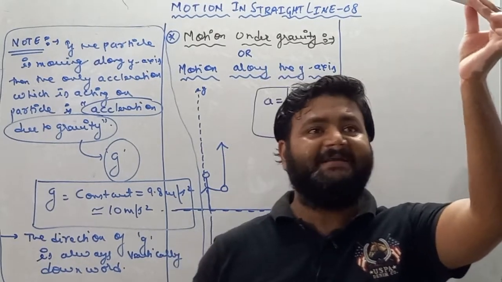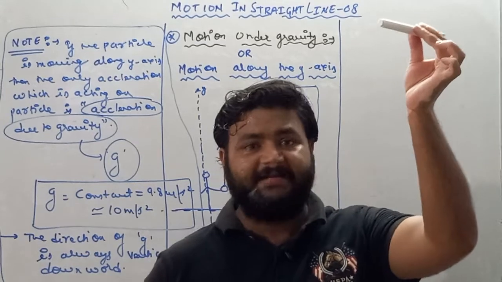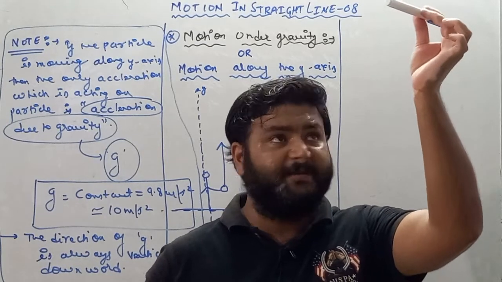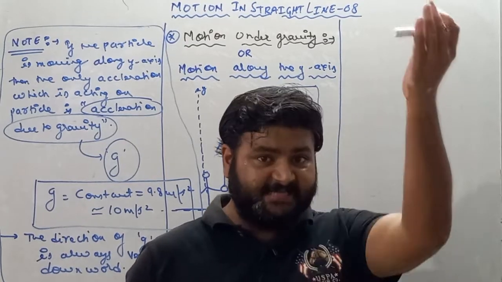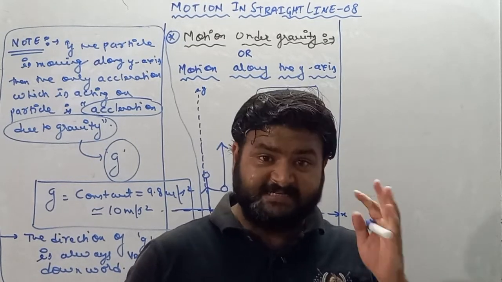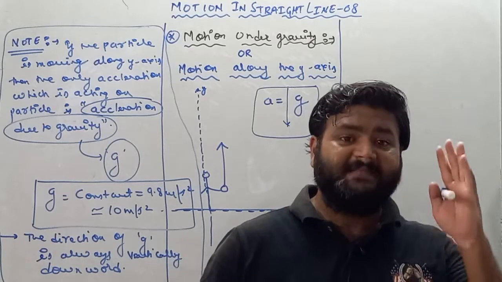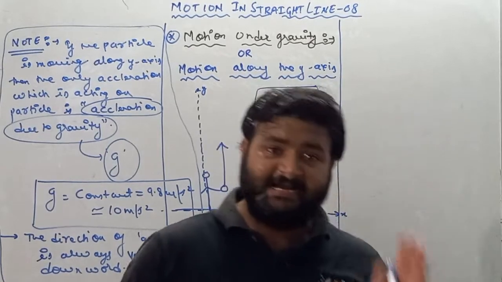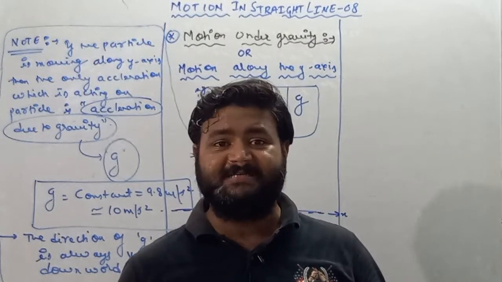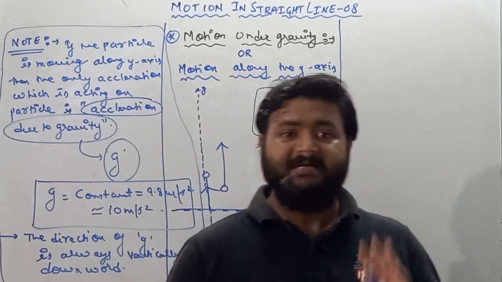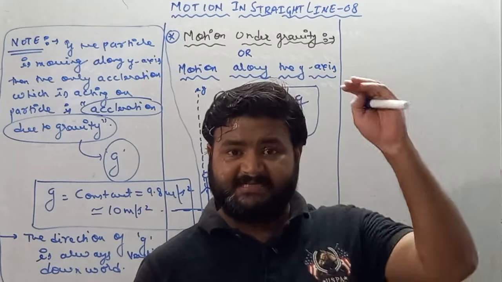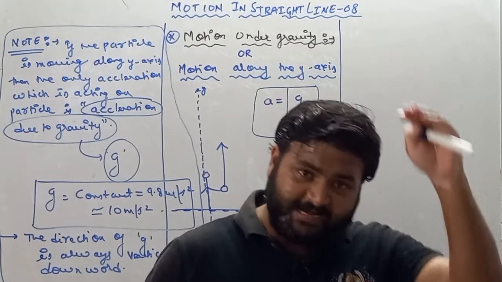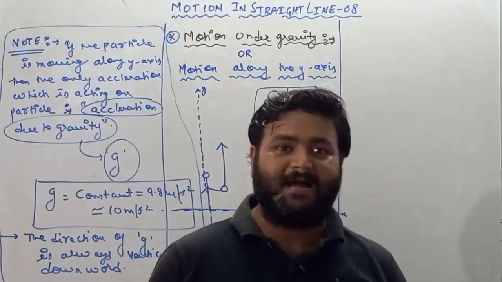At a certain height, it achieves its maximum height, and at that point it is in a condition of rest and then comes back. Then its direction of motion changes. This only happens if the direction of velocity and acceleration are opposite to each other. That's why if I throw a particle upward, it achieves a maximum height and again comes back.